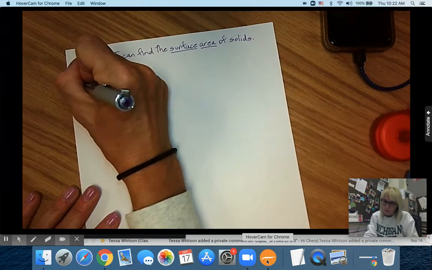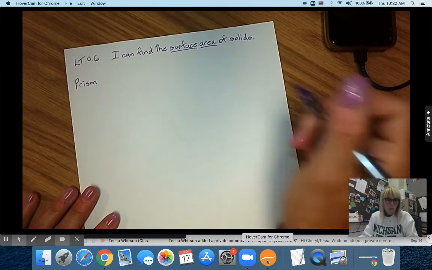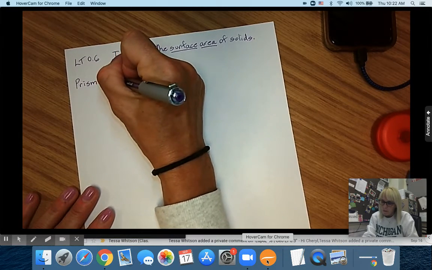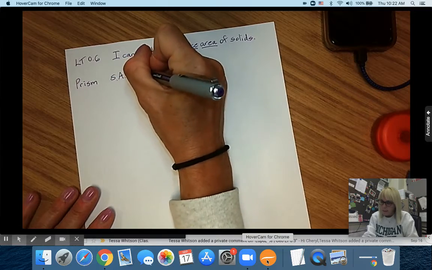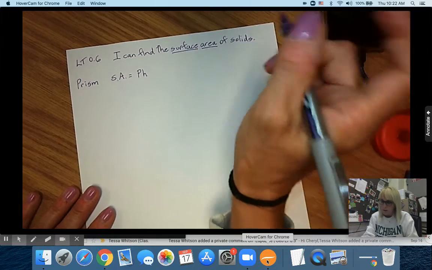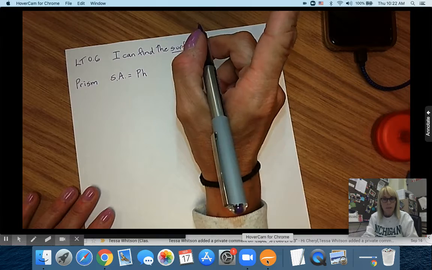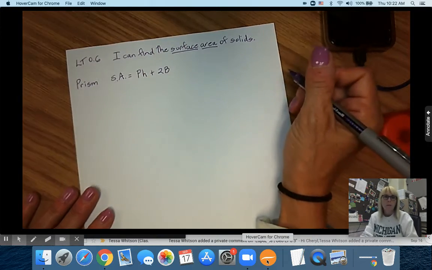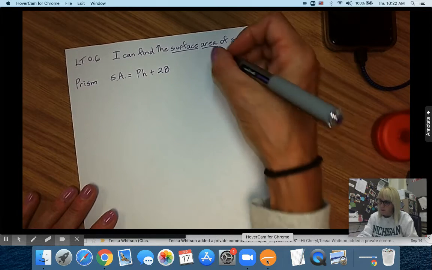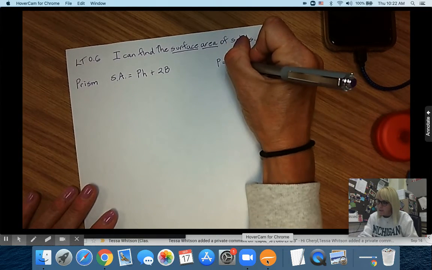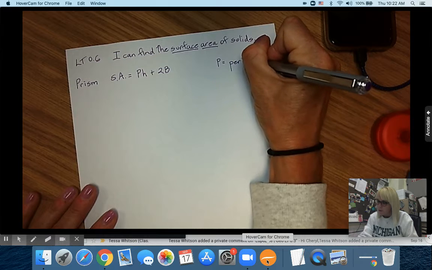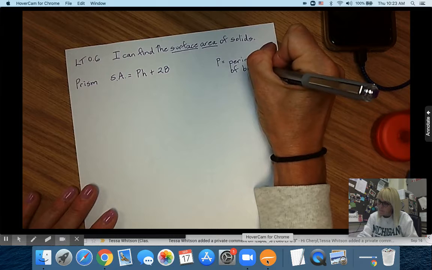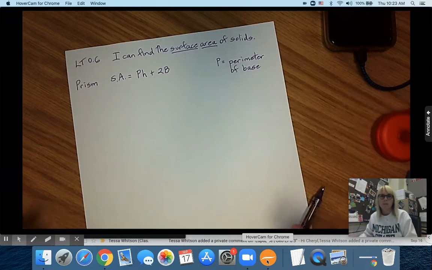So prisms. When we find the surface area of a prism, surface area equals capital P times H, plus 2 times capital B. I know you don't know what any of that means, even though you might be guessing correctly. Let me tell you what these variables stand for. Capital P equals the perimeter, probably guessed that, but the perimeter of the base. So it's not just any perimeter.